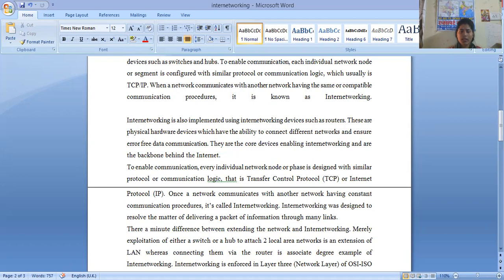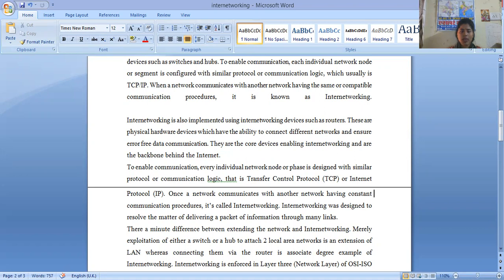And once a network communicates with another network having the same communication procedure, it is called the internet. Internetworking was designed to resolve the matter of delivering data packets through many links. And there is a minor difference between extending the network and internetworking.